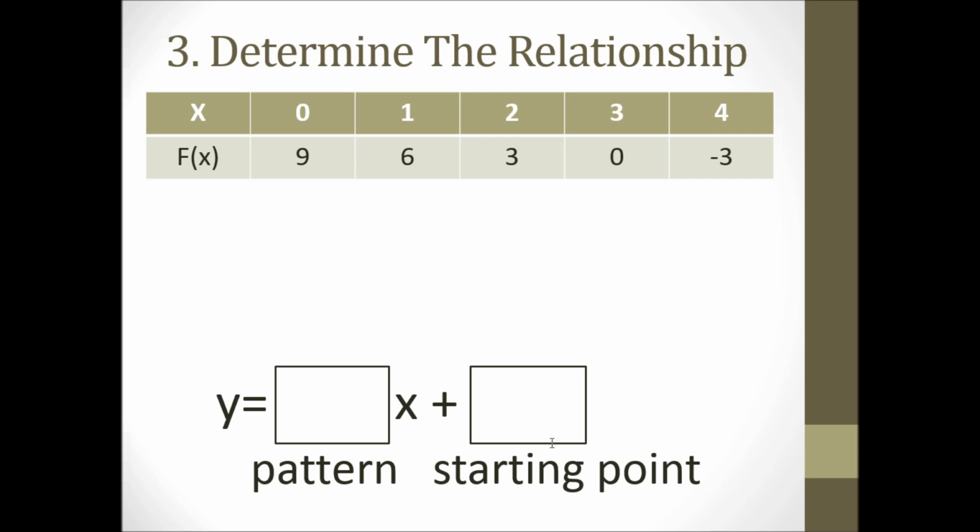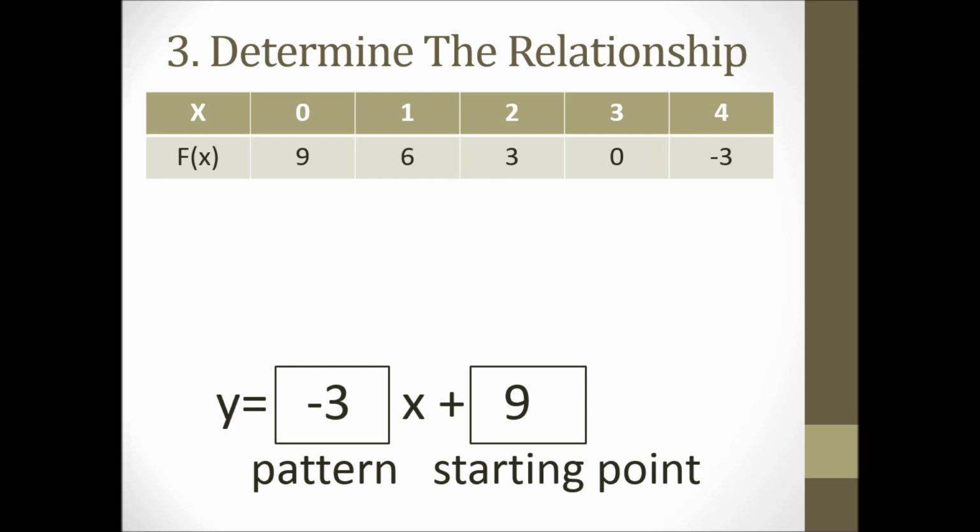Anyway, let's write the rule. So do you see the starting point? Of course. Very simple. It's 9. Now, do you see the pattern? If you said 3, you're very close. But it's not positive 3. It's negative 3 because it's going down. How did I get from 9 to 6? I went down 3. If you go up 3, you would be at 12. So on this one, we went down 3.